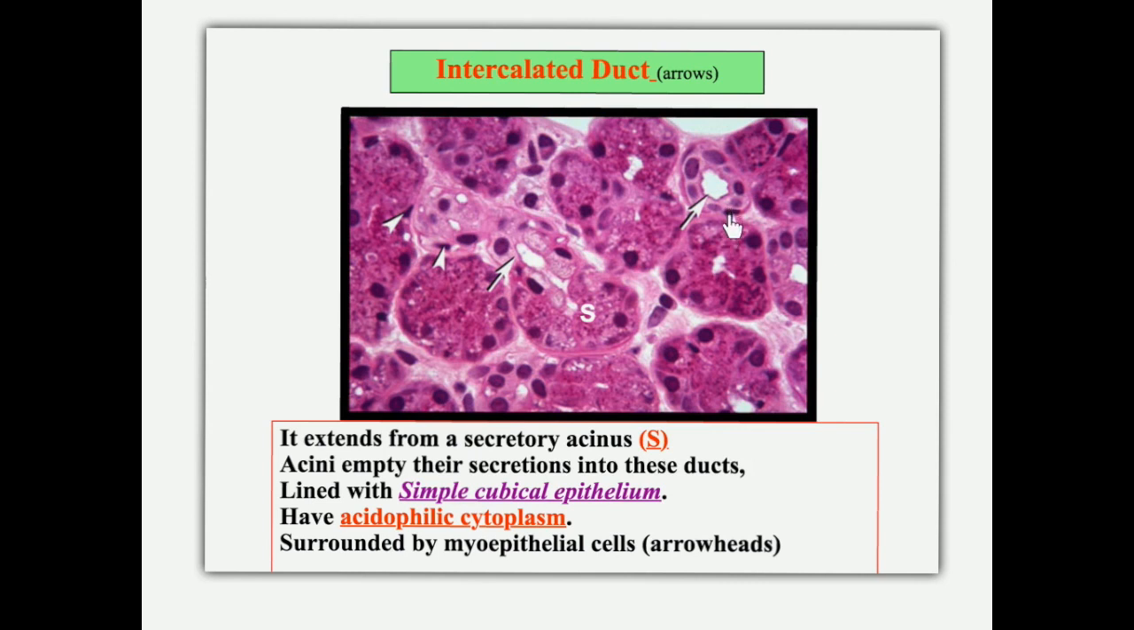Again, look at this intercalated duct cut in cross section. We have the myoepithelial cell, which is flattened, but the lining cells have rounded nuclei. So these are the rounded nuclei of the intercalated duct cells, and this is for the myoepithelial cell, either around the acinus or around the intercalated duct.